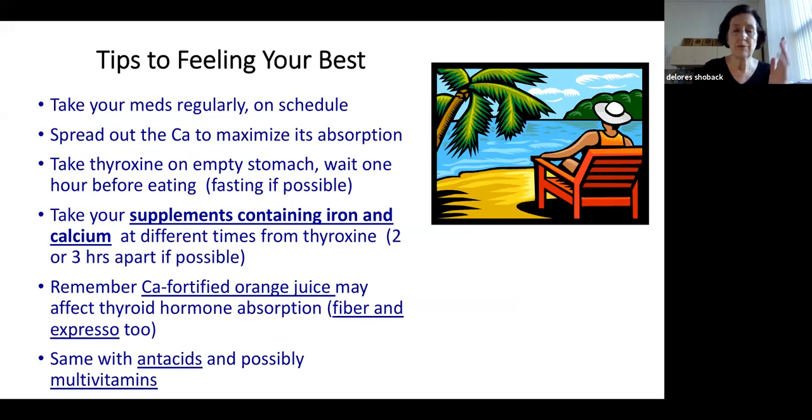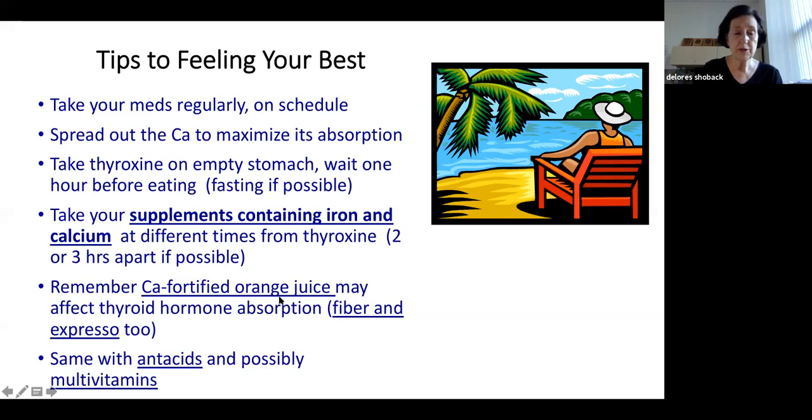Don't do crazy things with the schedule. Spread out the calcium to maximize its absorption. Remember, 500 milligrams is all your body can handle at any one time. Take your thyroid on an empty stomach and wait an hour before you eat, fast, if at all possible. And iron, calcium, and vitamins, take them away from the thyroid hormone. Don't take them at the same time or even close by, 2 to 3 hours if you can separate them.